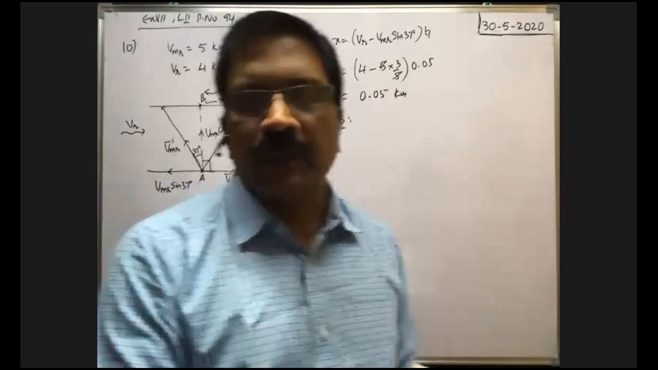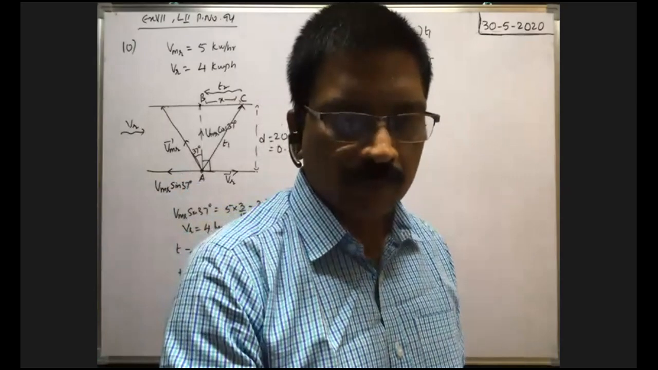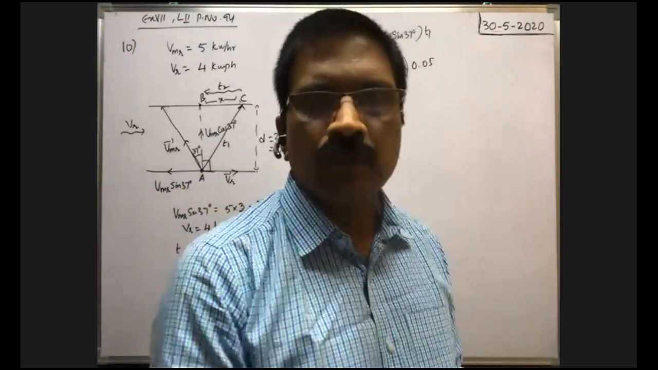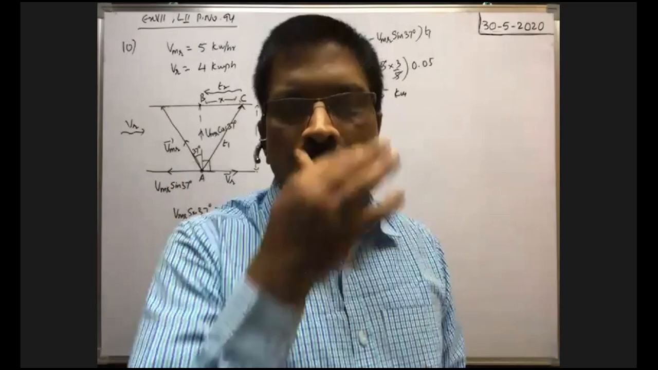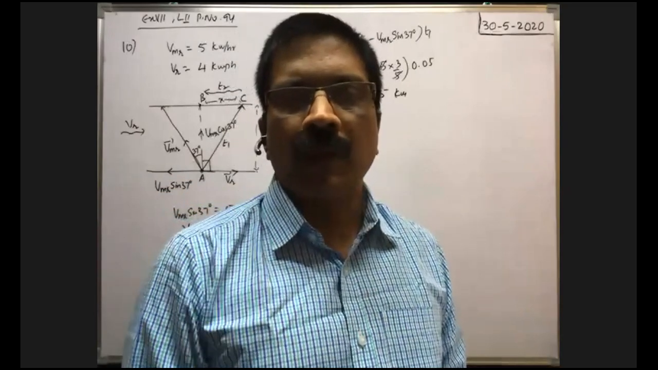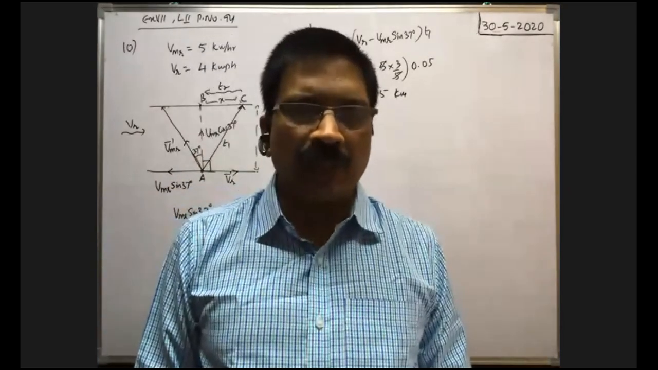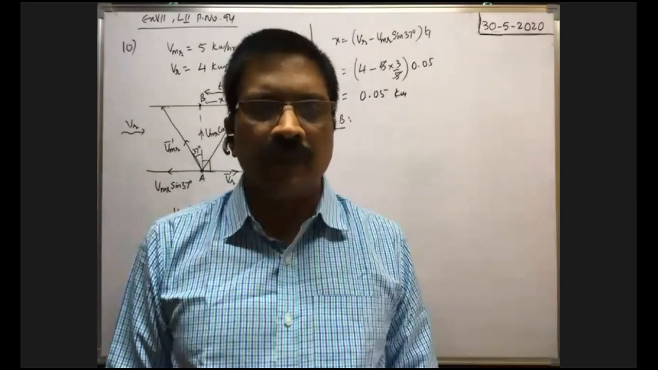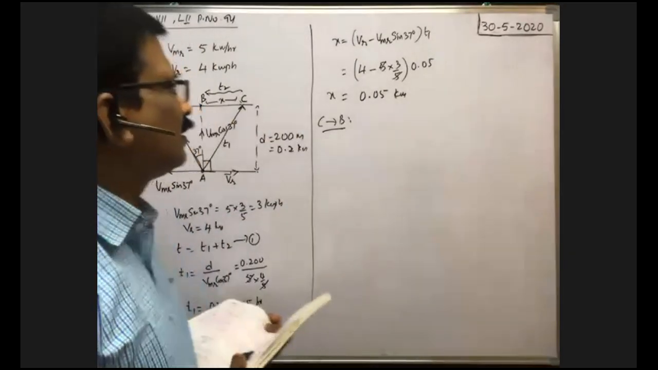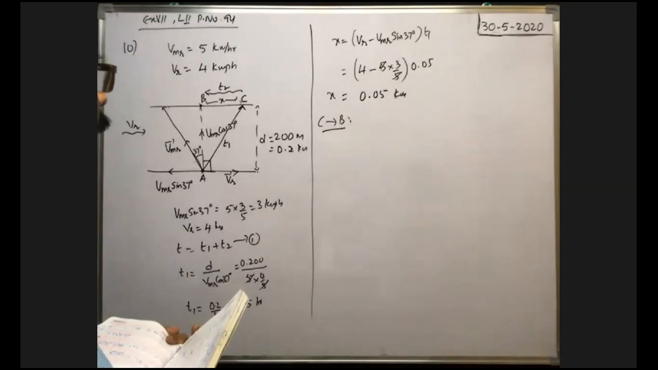Okay, Gupta, I will unmute you. Okay, Gupta, you speak. Gupta, what is your doubt? Can drift x also be found by VR by VMR cos 37 equal to D by x?